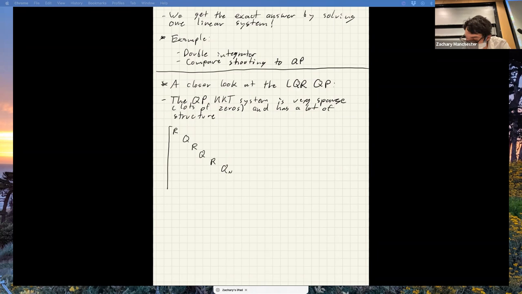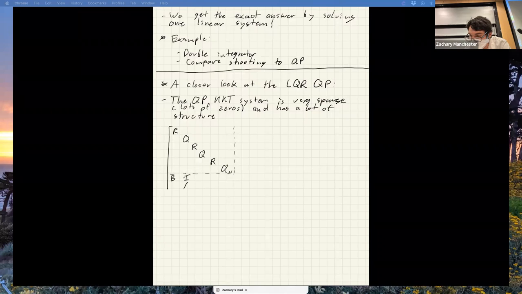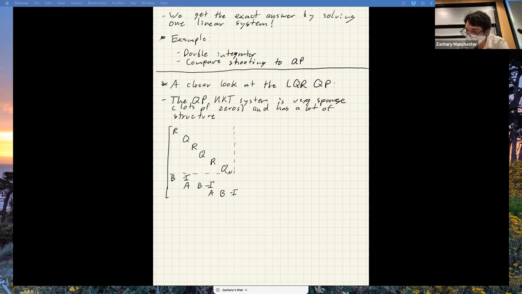Okay, and I'm going to cartoon these blocks. That's the H block, right? And then the C down here has a B minus I, and then a bunch of zeros, and the next row has an A, B minus I, the next row A, B minus I. Okay, so that's the C block, and wherever I don't put anything, it's a zero. Then the C transpose: B transpose minus I, A transpose, B transpose minus I, A transpose, B transpose minus I. And then this last block is zero. This is our KKT system.